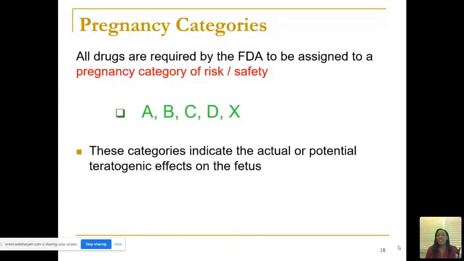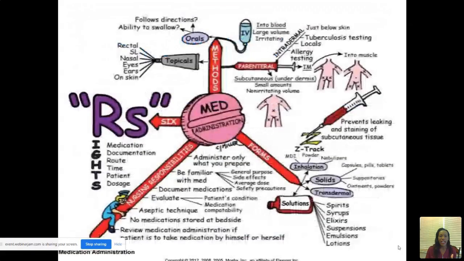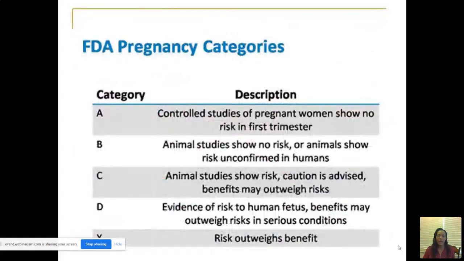Some drugs you do need to pay attention to their pregnancy category, or if you have a pregnant woman in your question, you need to know and understand the drug that she's on. Should she be on it? Can she even be on it? Okay, so for pregnancy category, you have A, B, C, D, and X. So let's just go over a couple of them so you get an understanding.